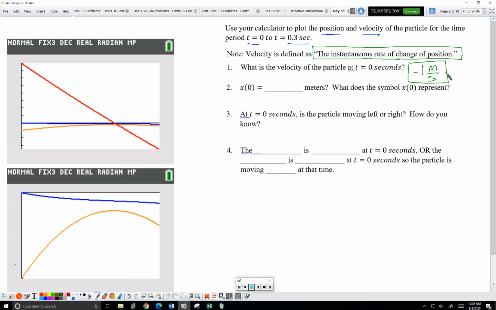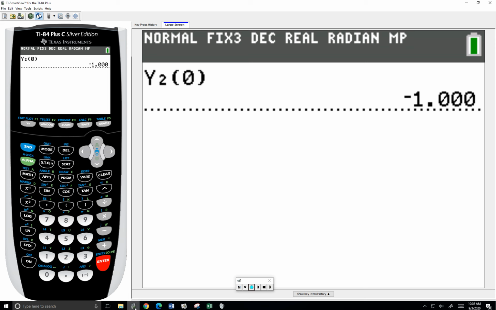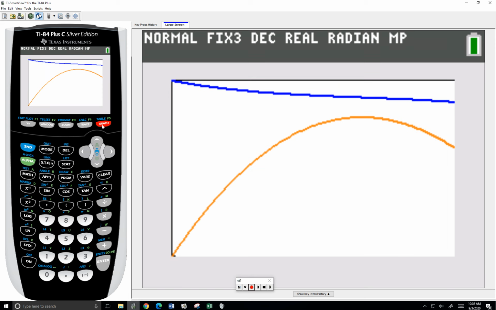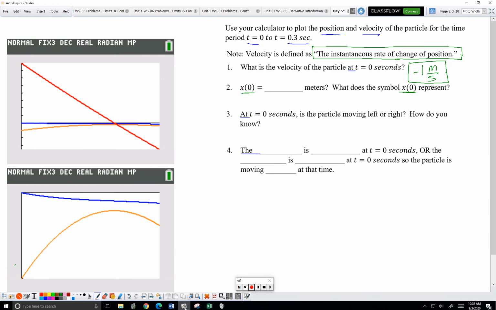This means right here. It says, what does that mean? X of 0 means the position of the particle at time equals 0. So from the calculator, we can find that, of course. We can go back to the graph, hit trace, go to the position, make sure it's time 0. And in this case, the position is also 0. The bell's going to ring, but hold on. So this is 0.